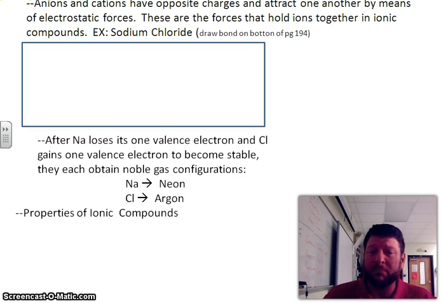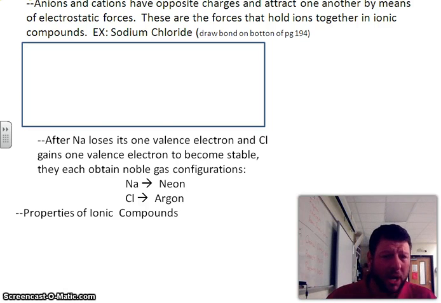Now remember, what I mean by these two obtaining noble gas configurations is that Na is not turning into neon, and chlorine is not turning into argon. What is happening is their electron structure will look like neon for sodium, and chlorine will look like argon. They're not turning into new substances. They are still the same, they just have 1 less or 1 more electron.